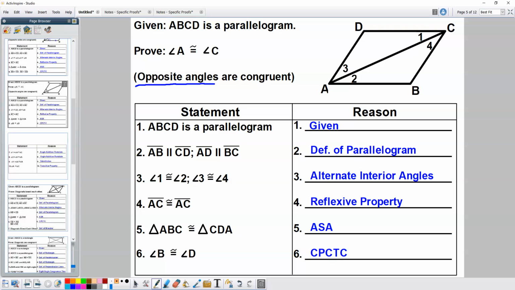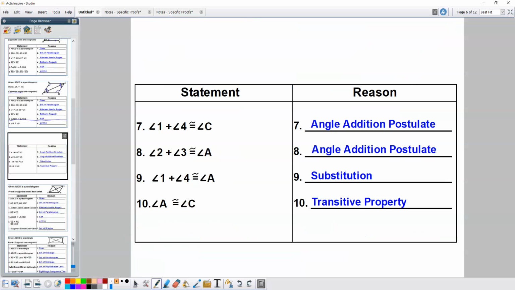Once you've got all, so it's the same up until right here, squiggly line, sorry about that. And then for CPCTC, we used angle B is congruent to angle D. That's great. Those are opposite in a parallelogram. Now we just, okay, we showed that those are congruent. Now we've got to show that this whole angle is congruent to this whole angle. And that's what we do on this next one, okay?